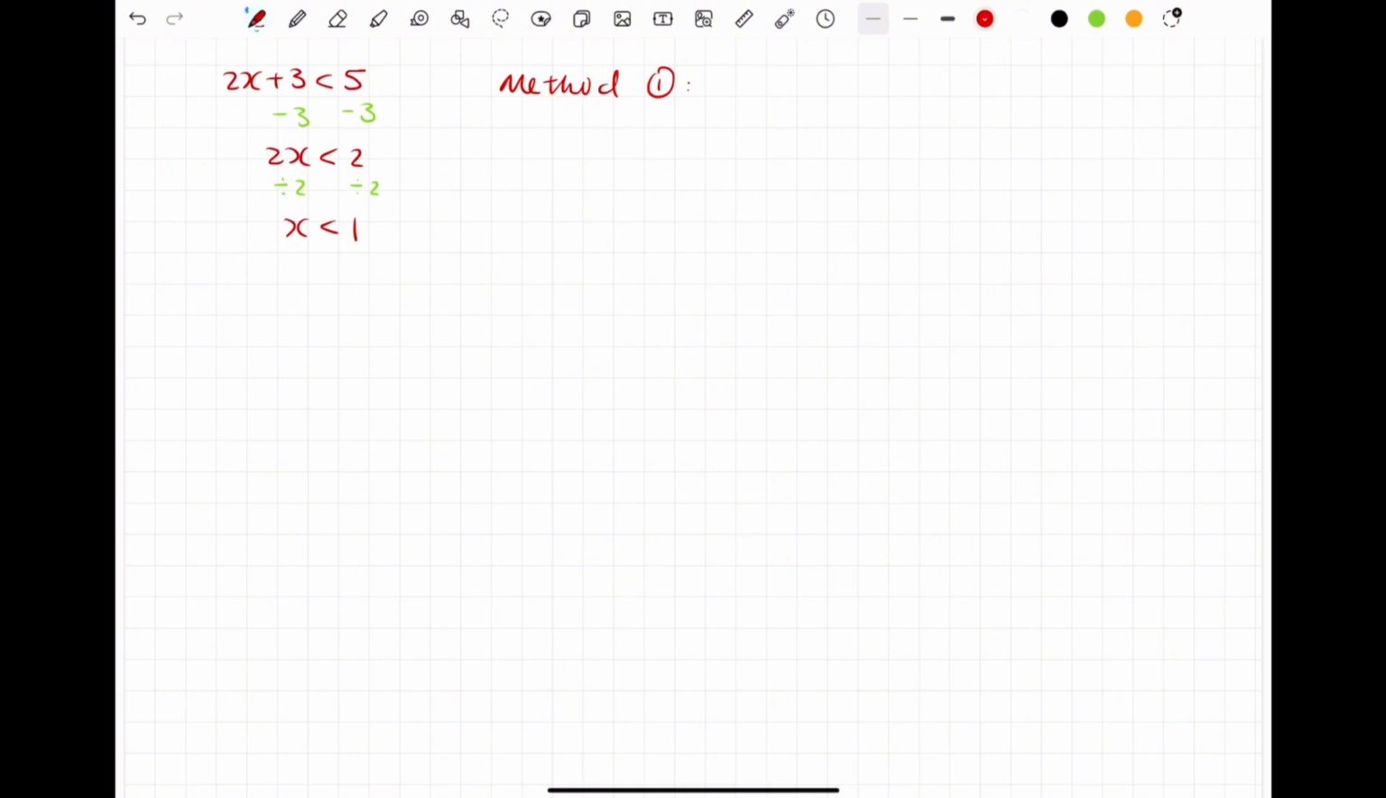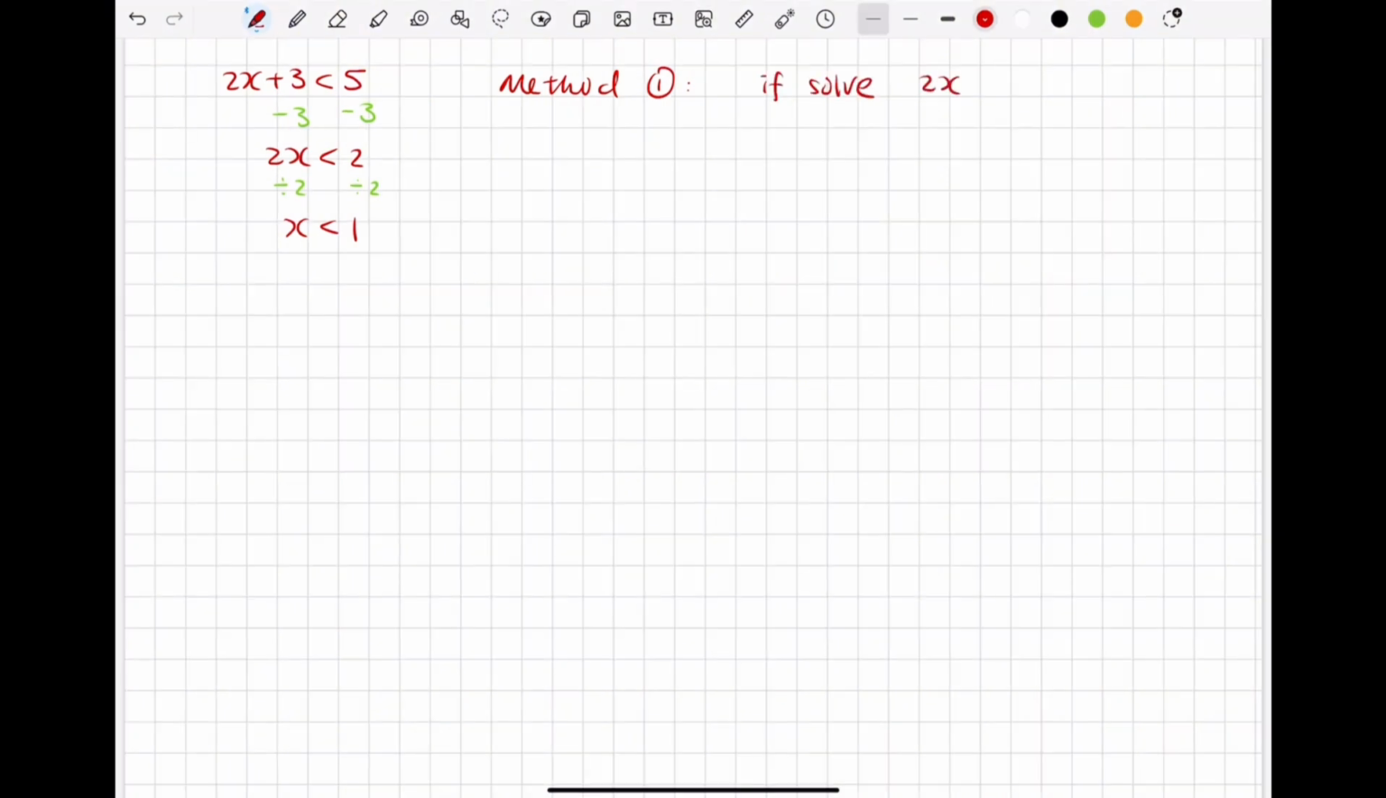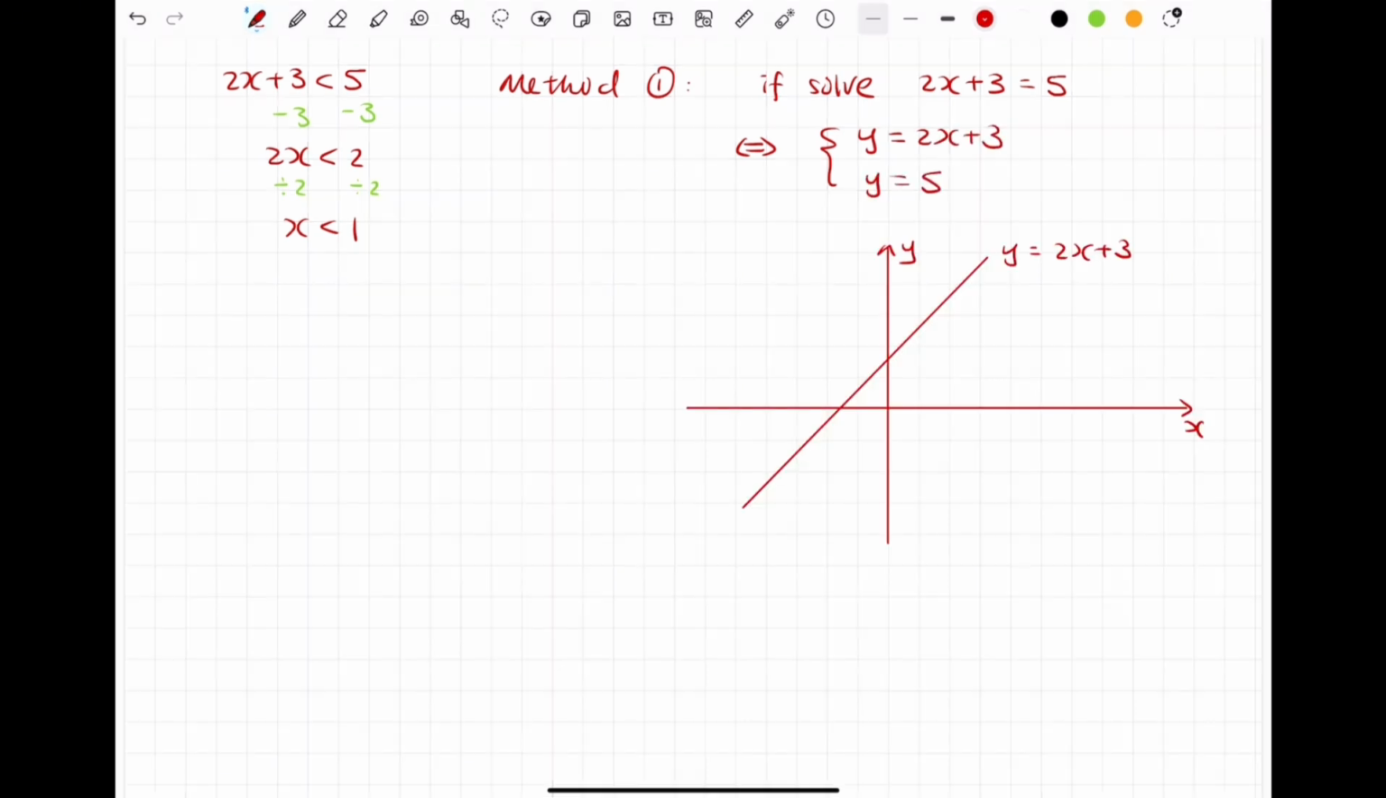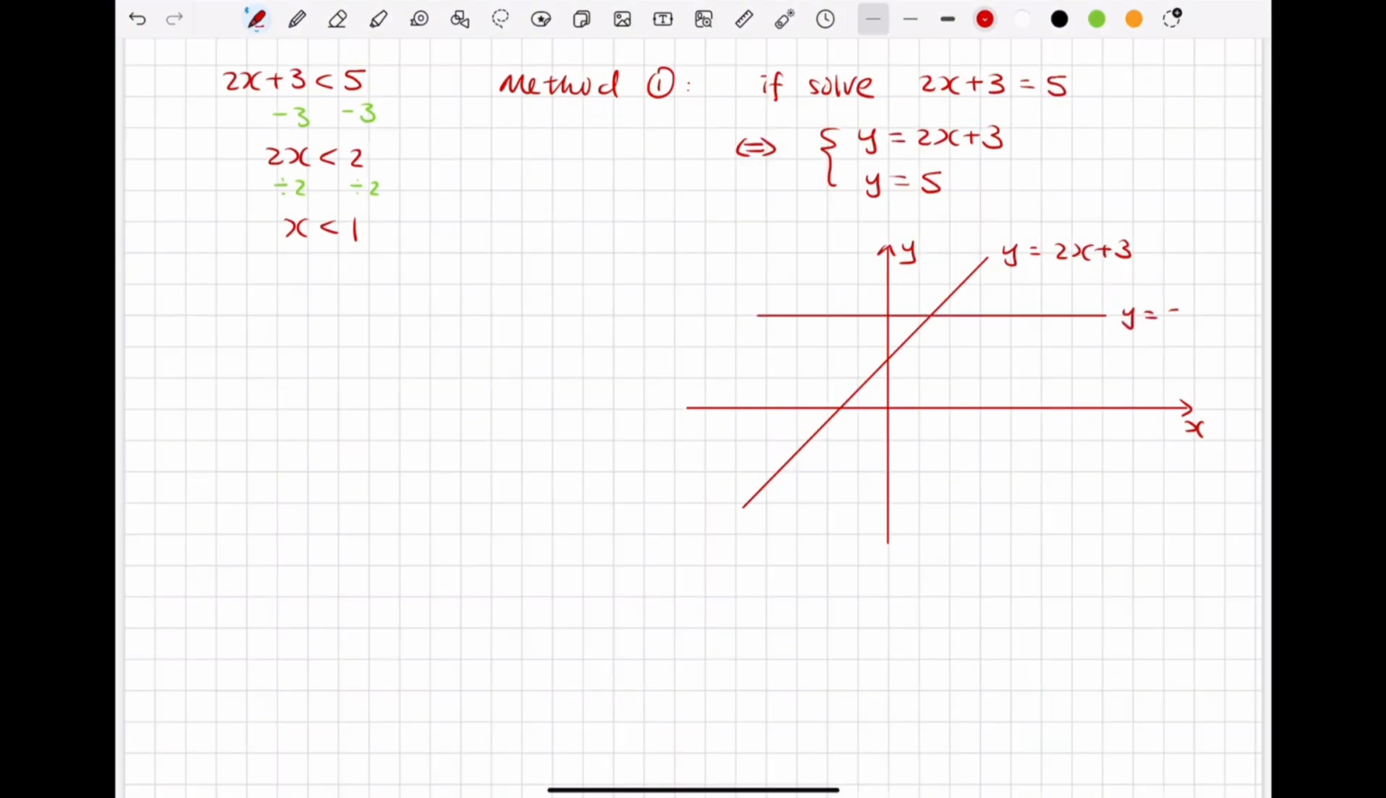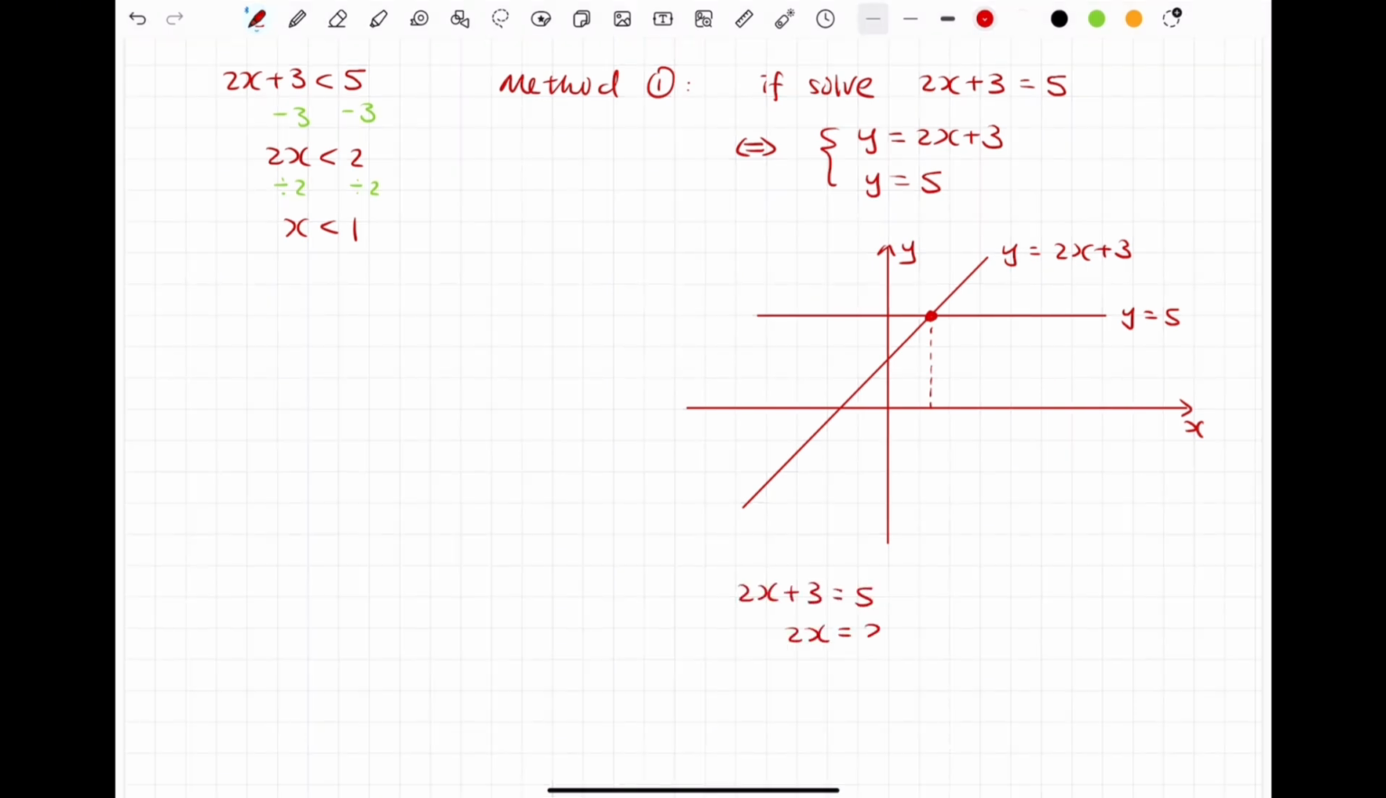Now, there are two ways of doing it. The first method is if we want to solve 2x plus 3 equals 5, it is the same as solving the simultaneous equations y equals 2x plus 3, y equals 5. So what we want to do is to plot the graph y equals 2x plus 3 and also the line y equals 5. As we can see, there is an intersection and that is our solution. So to find that intersection, we will need to solve the equation 2x plus 3 equals 5. And then we find out x is 1.